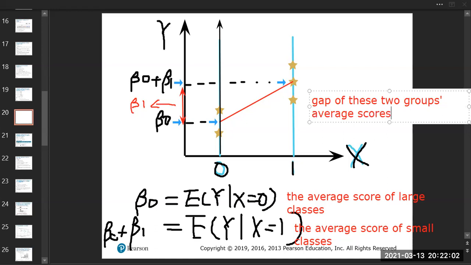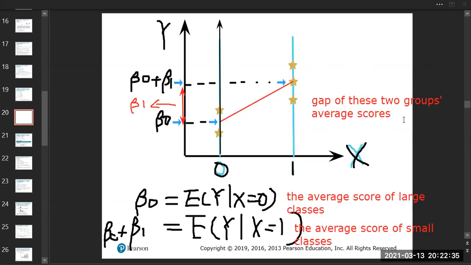Okay. So let's say small school districts, their average score is 650. Large school district, their average score is 640. Then what is beta 1? Beta 1 is 10. Okay, it's 10 points. It's the difference between two groups. Okay, so it sounds like we're going back into the two sample t-test. Okay, so in some case it is, okay. It looks very, very similar.